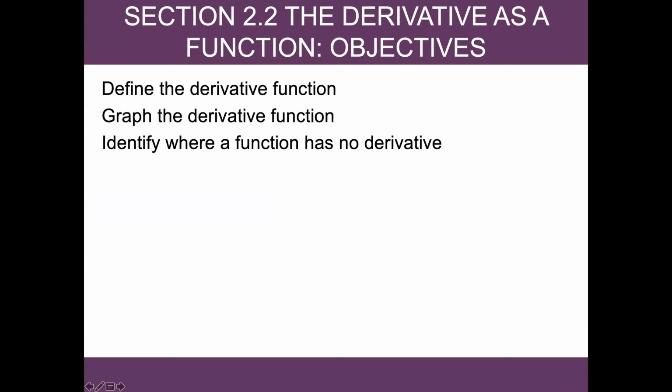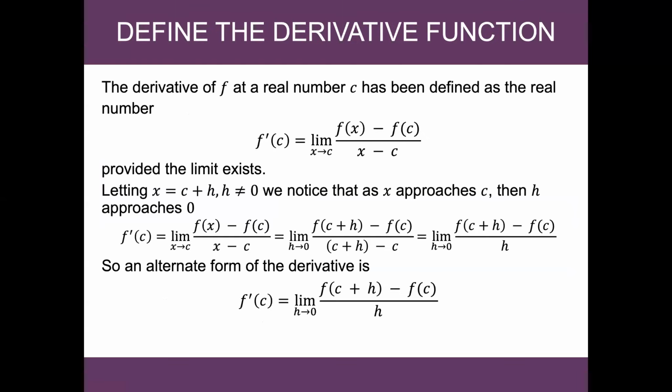and identify where a function has no derivative. That's another key point to understand, that there are things that can't happen, and no, it's not differentiable at a specific place, and we'll talk about that. So one of the things I want to start with is what we've been talking about so far has been finding the derivative, finding the rate of change at a point, finding the slope of the tangent line at a specific value of c.